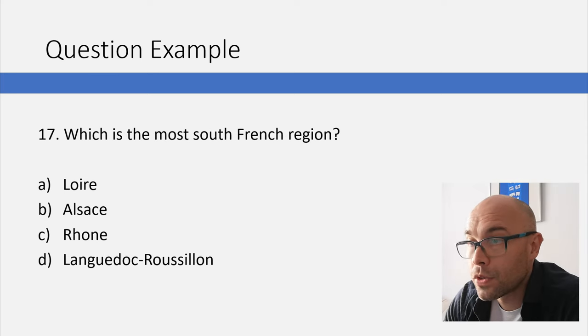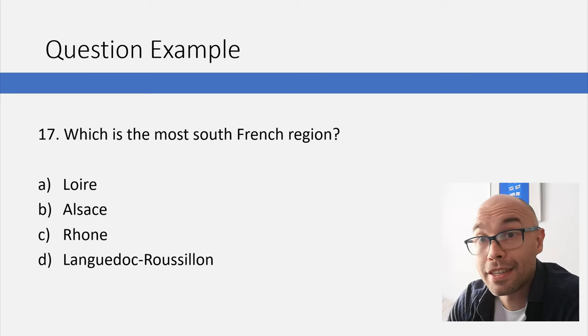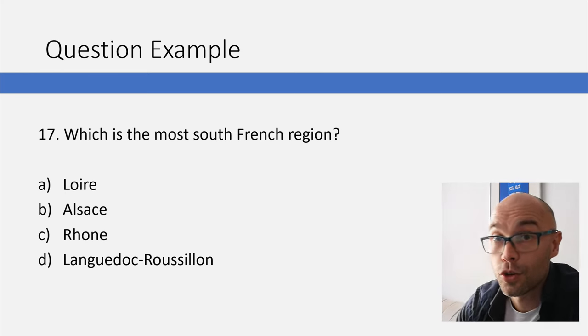Which is the most southern French region? Loire, Alsace, Rhone, Languedoc-Roussillon. The correct answer is D, Languedoc-Roussillon.